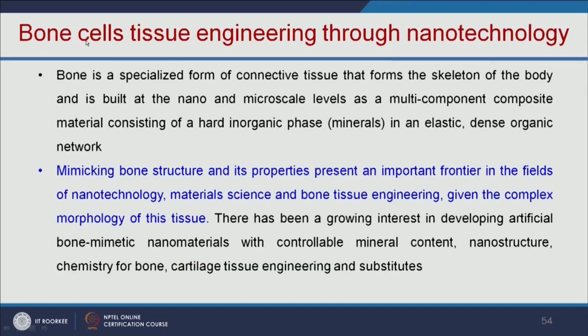So the next one is we can also engineer the bone cells. Here the bone is a specialized form of connective tissue that forms the skeleton of the body. Mimicking the bone structure and its properties presents an important frontier in the fields of nanotechnology and material science. So with the help of materials and nanotechnology, we can engineer the bone.